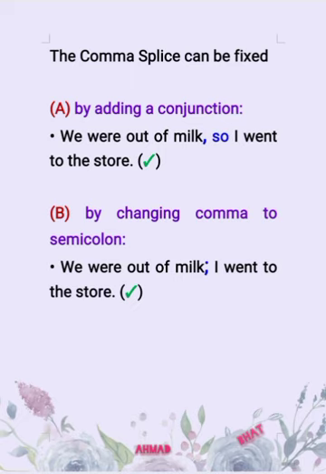Number 1, by adding a conjunction. We were out of milk, so I went to the store. The conjunction so is used after the comma. And number 2, by changing comma to semicolon. We were out of milk; I went to the store. The two clauses are joined by a semicolon.